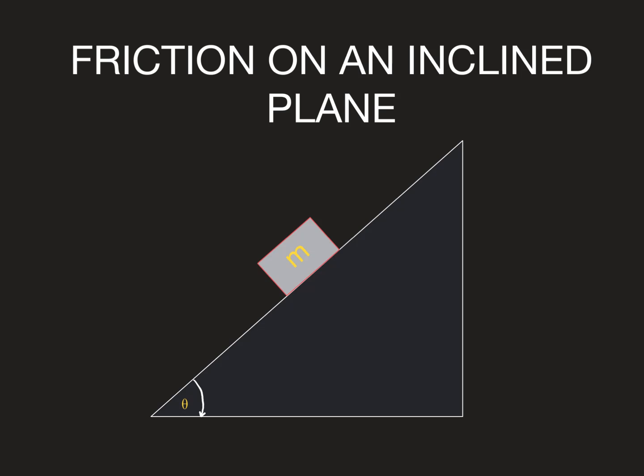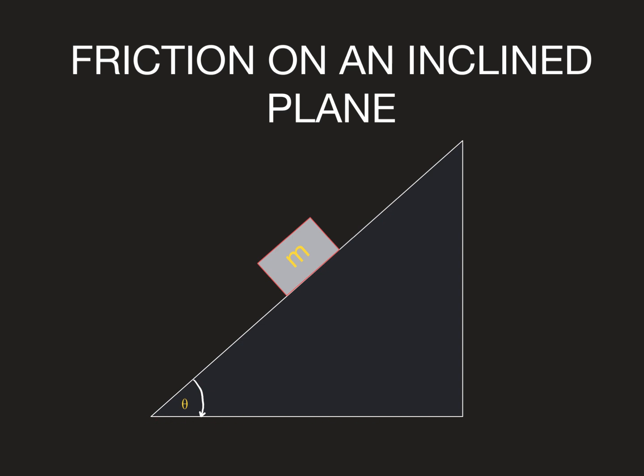Welcome back. Today we will begin our discussion on friction on an inclined plane. As you can see, we have an object of mass m that is resting on an inclined plane that is inclined at an angle theta to the horizontal.